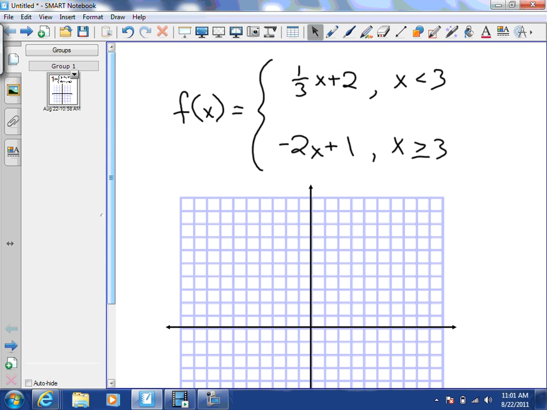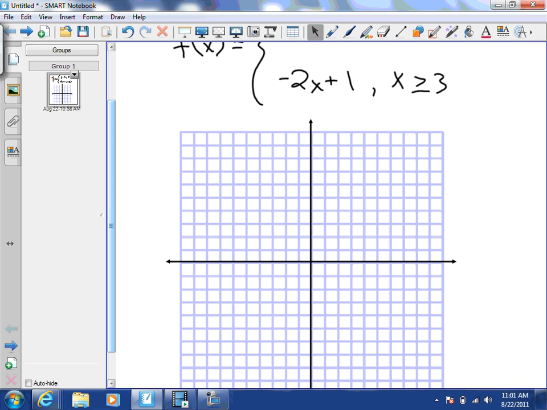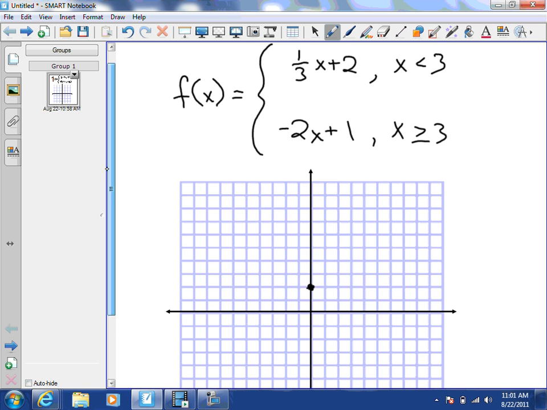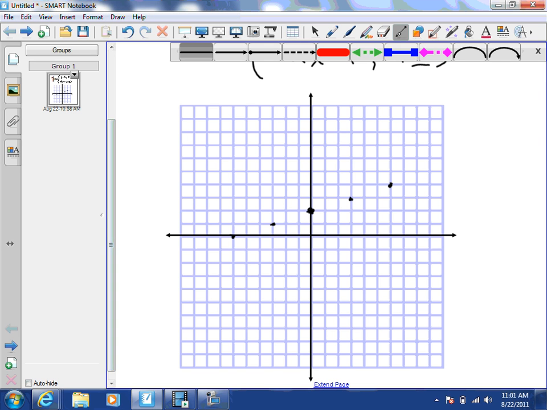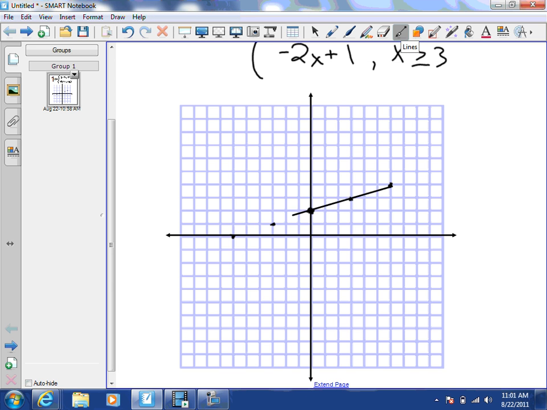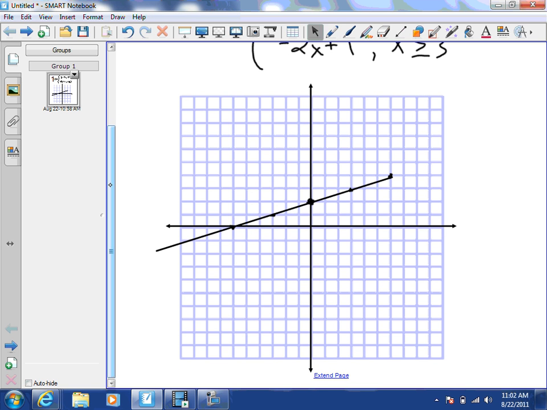1/3 x plus 2. We know that that means the y-intercept is 2, and the slope is up 1 over 3. So up 1 over 3, up 1 over 3, down 1 left 3, etc. This is the line, so we can draw that line in. Okay. However, we're only going to use this line for the x values.